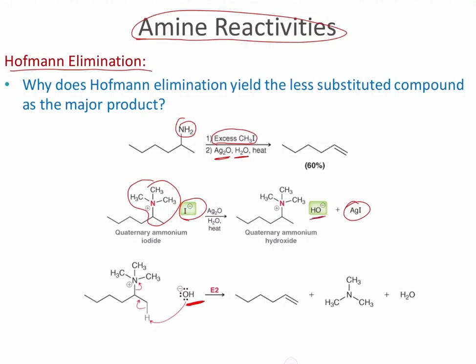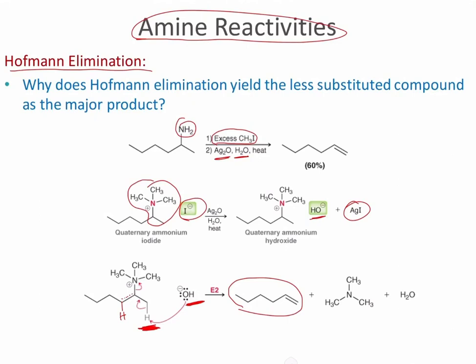Then the base is going to remove the proton from the more exposed position, the more exposed proton, and that leads to the formation of the less substituted product as the major compound. So remember, we could also remove the proton from here, and that would lead to the formation of the Zaitsev product. Now, in this case, the reaction favors the Hofmann elimination as opposed to the Zaitsev product.